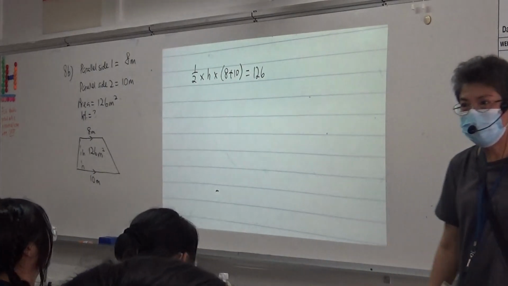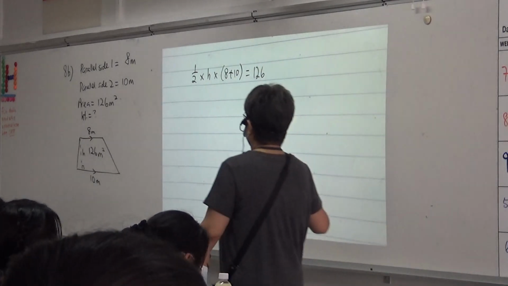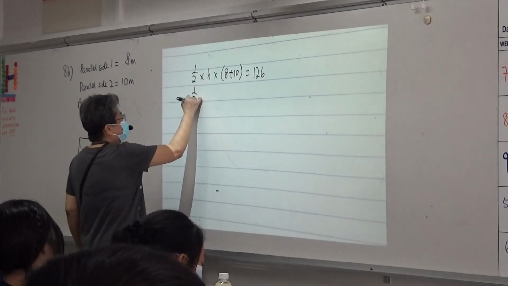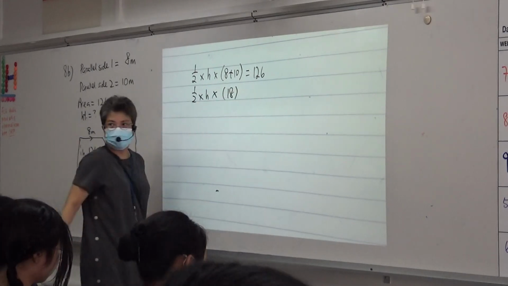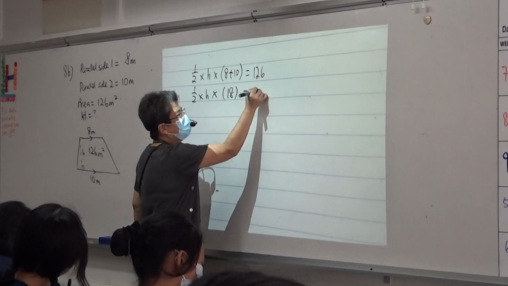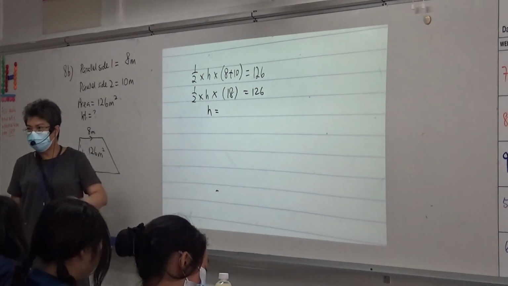Do you agree with me? Yes or no? Yes. Okay. Half times h times this one becomes what? 18, right? Equals to 126. Now h stays here, right? I'm teaching how to do it one step, right?